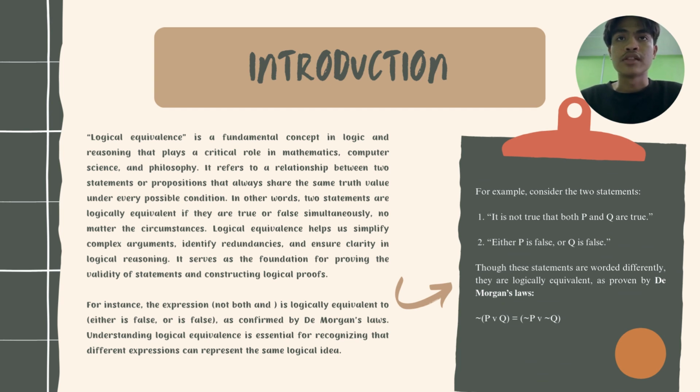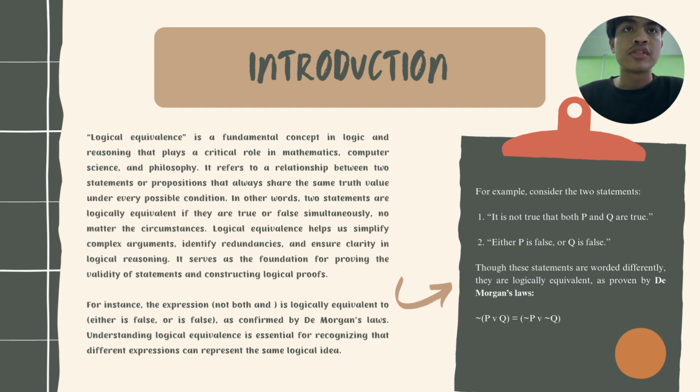Logical equivalence helps us simplify complex arguments, identify redundancy, and ensure clarity in logical reasoning. It serves as the foundation for proving the validity of statements and constructing logical proofs. For instance, the expression "not both P and Q" is logically equivalent to "either not P or not Q", as confirmed by De Morgan's law. Understanding logical equivalence is essential for recognizing that different expressions can represent the same logical idea.